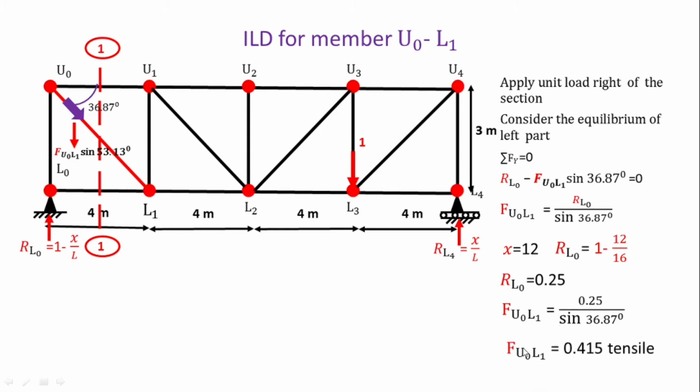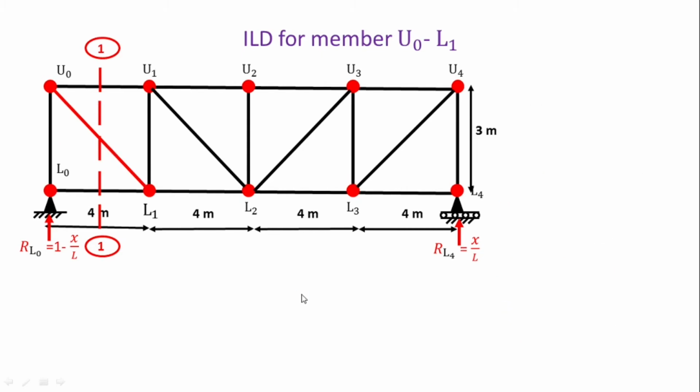So we got here the value of F U0L1 is equal to 0.415, and this value is positive, what we assumed. When this x is equal to 12, this member is subject to the tensile, and the ordinate at that point, means at 12 meter, is 0.415.